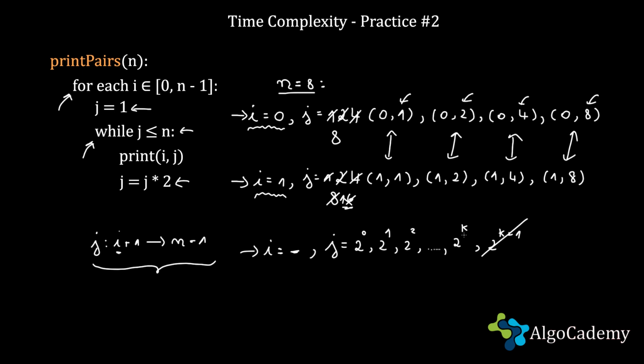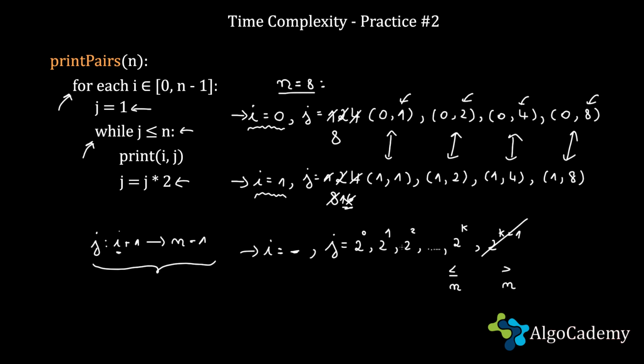Who is k? Again, k is the greatest integer such that 2 to the power of k is less than or equal to n, right? That's our constraint. j less than or equal to n, right? 2 to the power of k plus 1 was greater than n. That's why it was bad. So k, it's pretty obvious. It is log of n, right? Of this value that we care about.